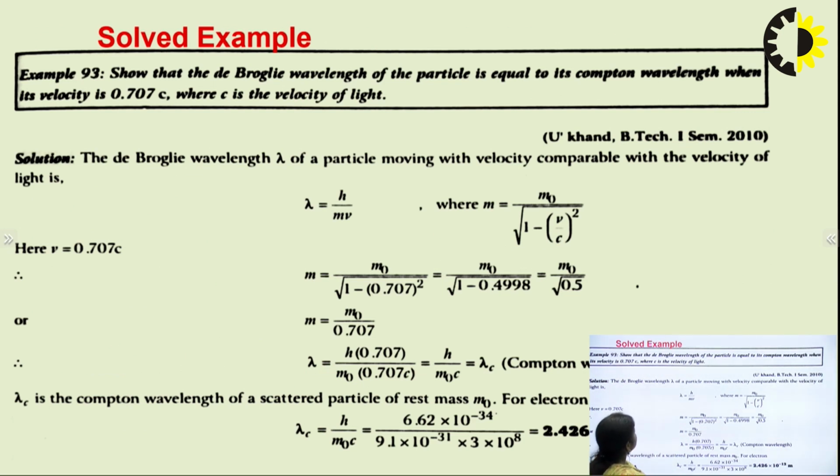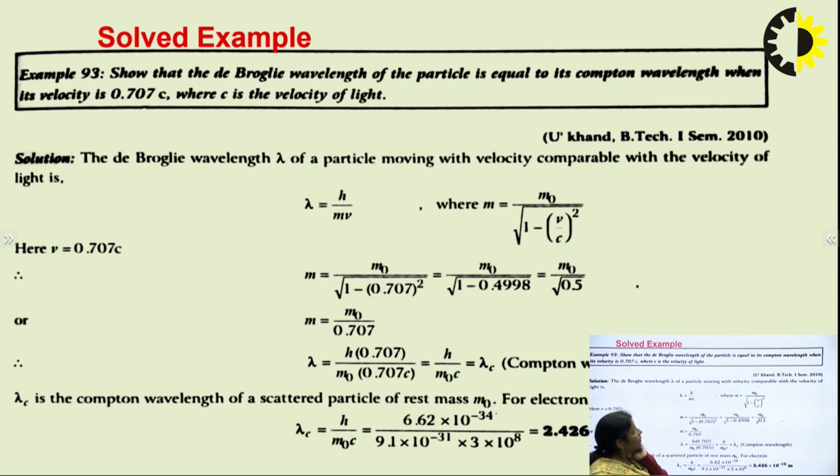Some numericals which we can exercise, we can study, so that we can know how the Compton shift takes place, how it is observed. In the example, the numerical says: show that the de Broglie wavelength of the particle is equal to its Compton wavelength when its velocity is 0.707 c, where c is the velocity of light.